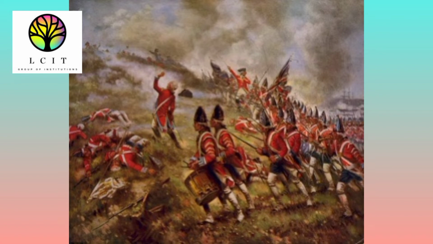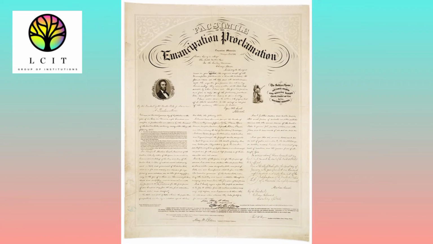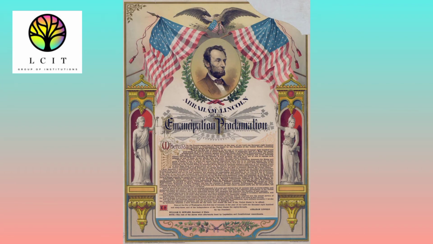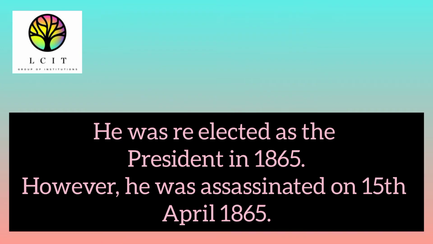And so he introduced the Emancipation Proclamation in 1863. According to this law, it freed all the slaves. For his good works, he was elected as the president for the second time in 1865. However, he was assassinated on 15th April 1865. Students, assassination means to murder a famous or important person, especially for political reasons.